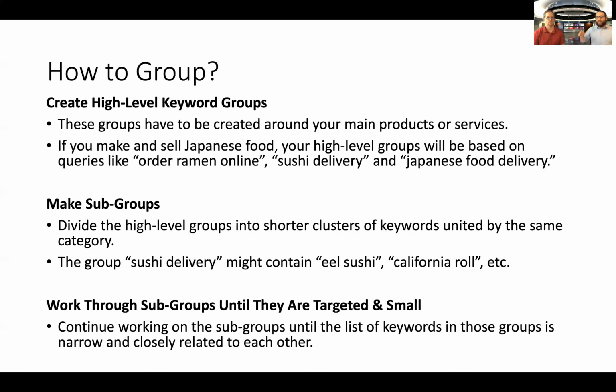Now, once you've made that first division, you can go into each group and divide it further. You want to divide those high-level groups into shorter clusters. For example, in our sushi delivery group, we might see clusters of eel sushi, California roll, anything. Then we'll be able to make smaller groups and work through these subgroups until they're targeted and small. You want them to be narrow, closely related to each other, about 5 to 20 keywords, and that will start to formulate the backbone of the content and the articles that we're going to write.